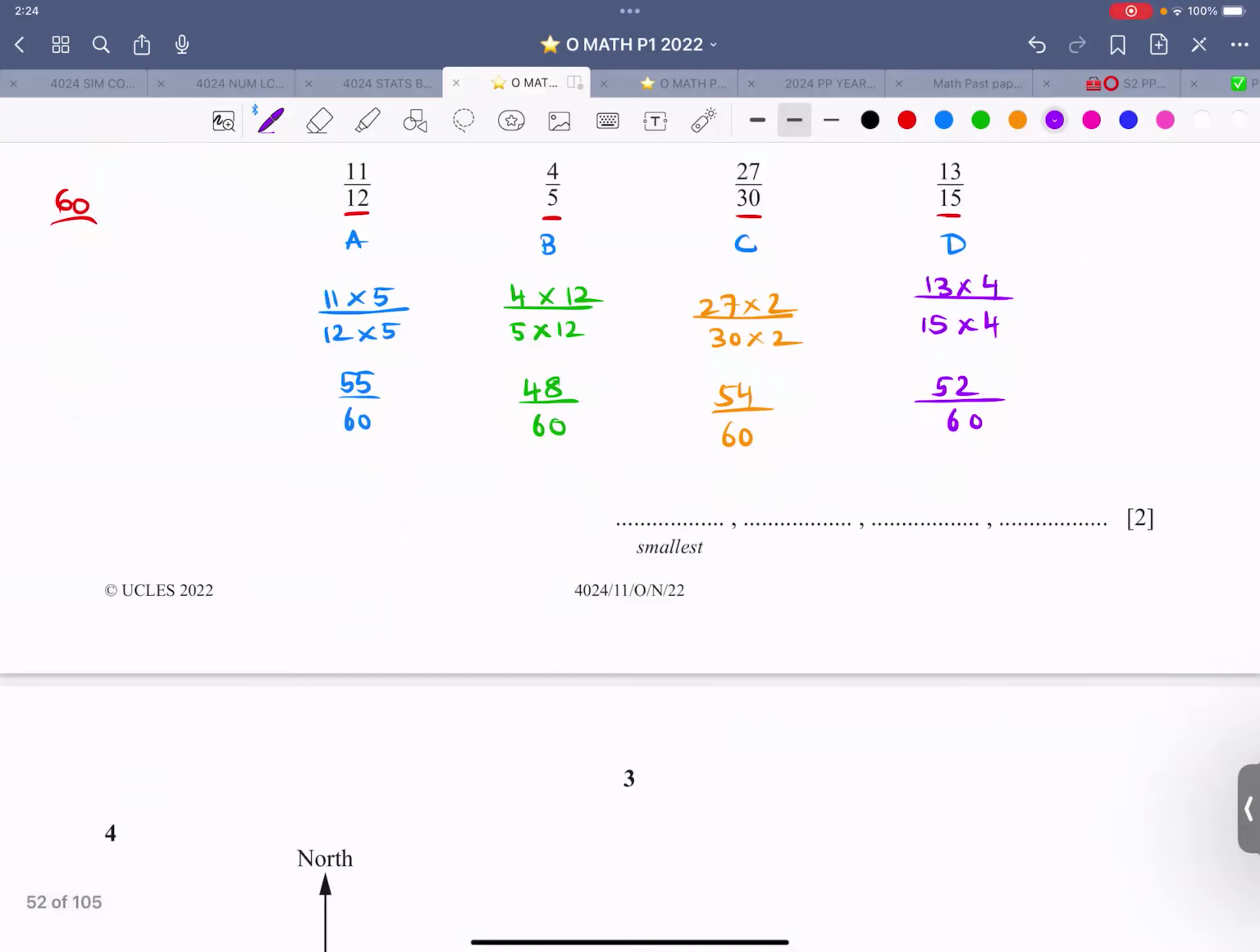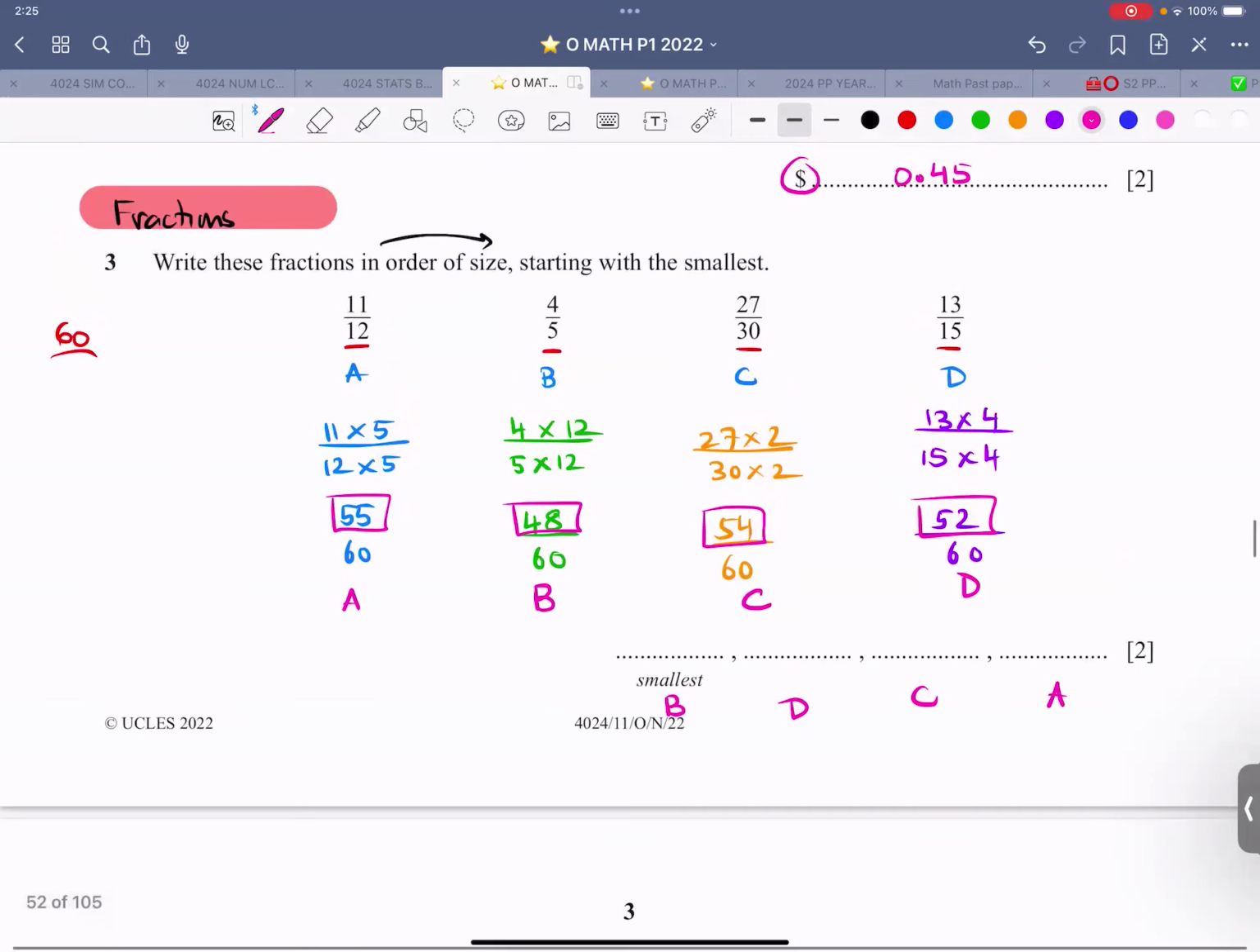Now I'll simply compare the numerators. I have 55, I have 48, I have 54, I have 52. So this is the smallest. So B is the smallest. So let me write B over here. And then the next one is D, which is 52. And then the third one is C, which is 54. And the fourth one, the biggest one, is A. So B, D, C, A.